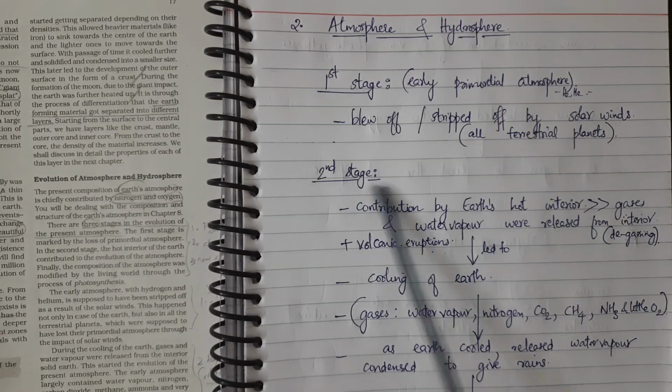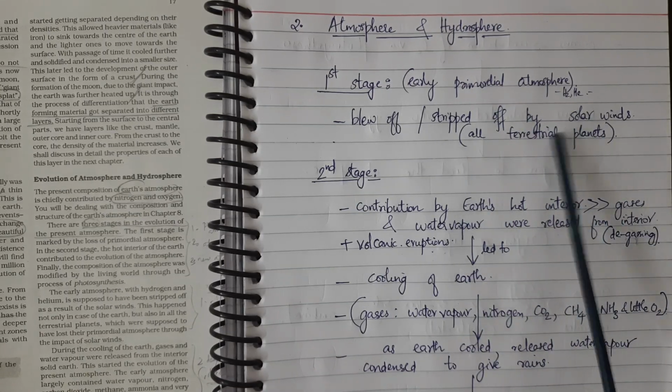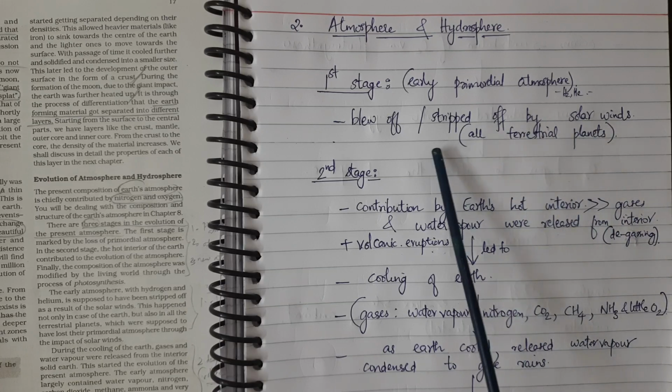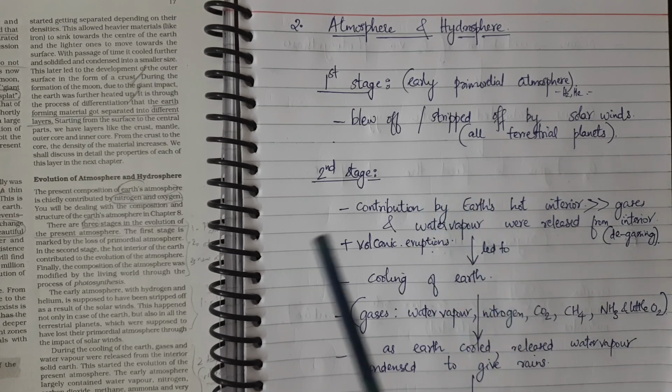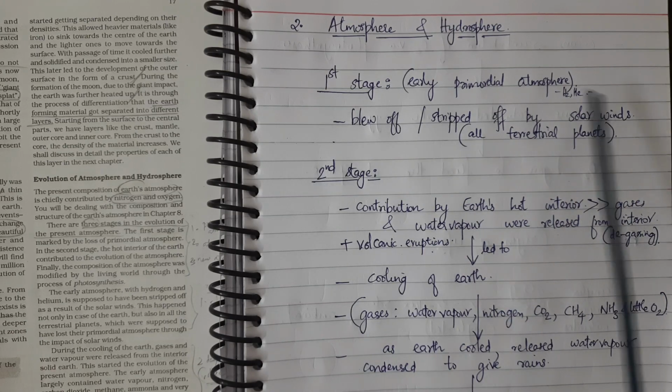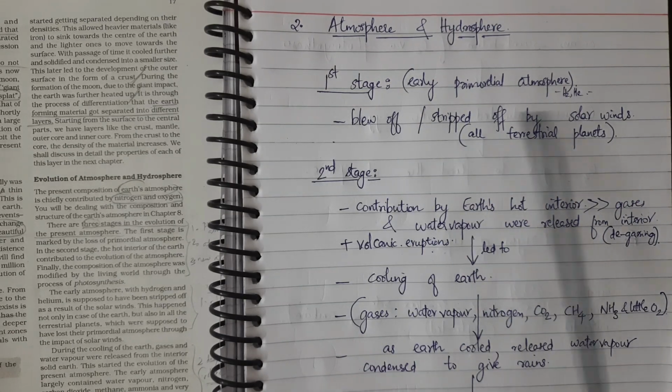So the basic idea is that there is a first stage, which we already know, where there will be a primordial atmosphere with mostly hydrogen and helium, and solar winds started stripping off the atmosphere, and this atmosphere got entirely stripped off. This is what happened with all terrestrial planets in the first stage.